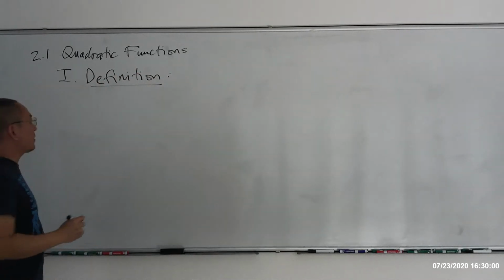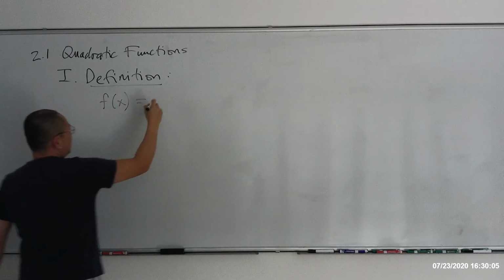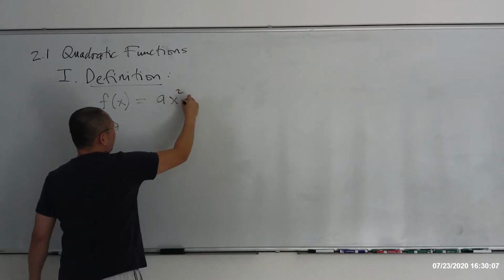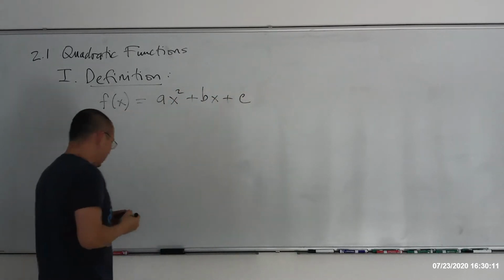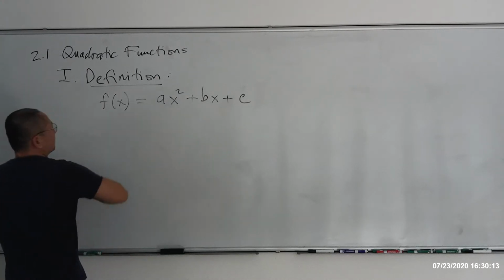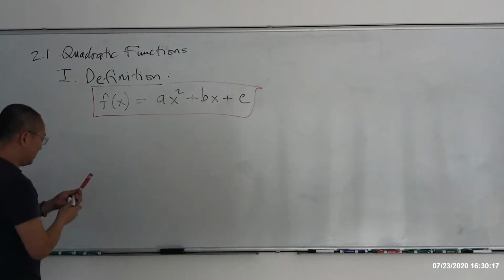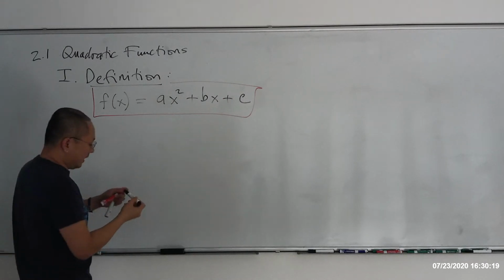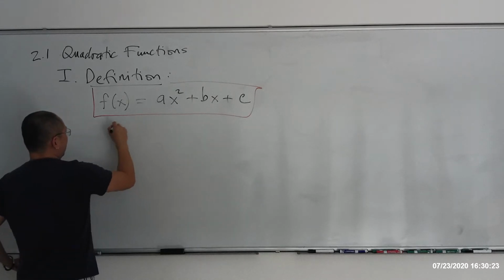A quadratic function is a function that looks like this. f(x) equals ax squared plus bx plus c. First of all, let's just box it. In here, x of course is a variable. a, b, c are numbers. We call them the coefficients.